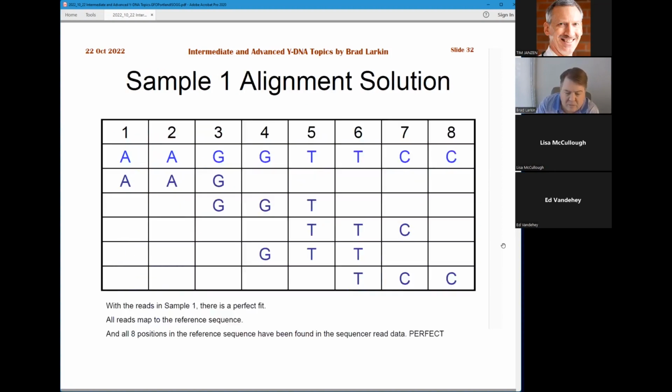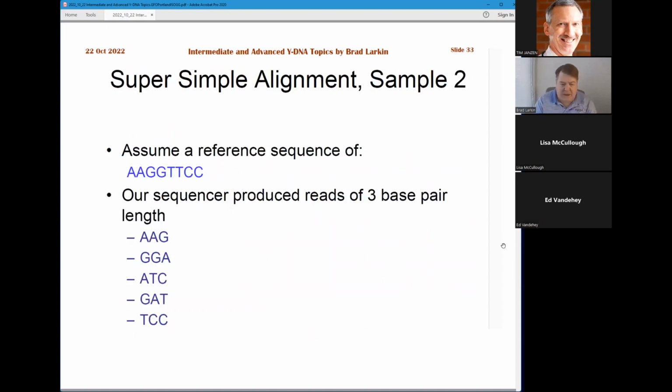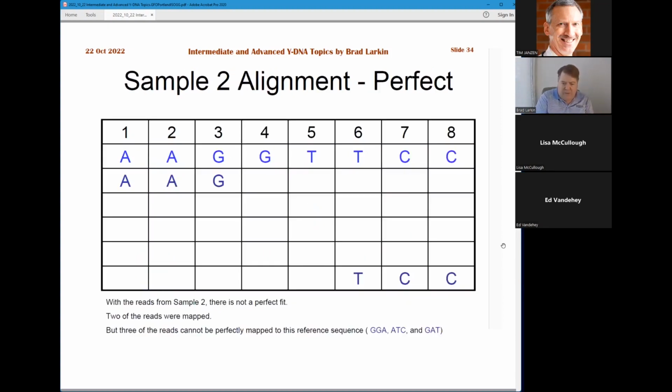And this is just another illustration of that. It's perfect. All the reads map to the reference sequence. All 8 positions in the reference sequence have been found. Now, if we change the a little bit, some of the reads can only be matched at one position, but 3 of the reads cannot be perfectly mapped.